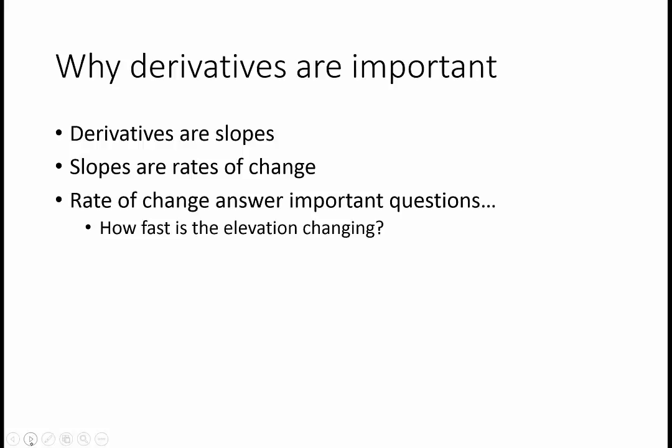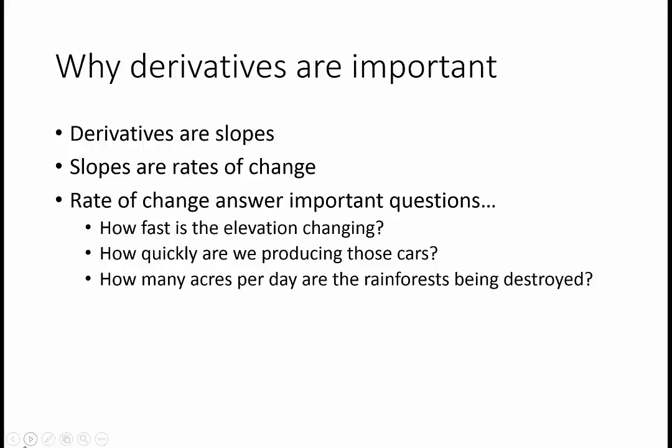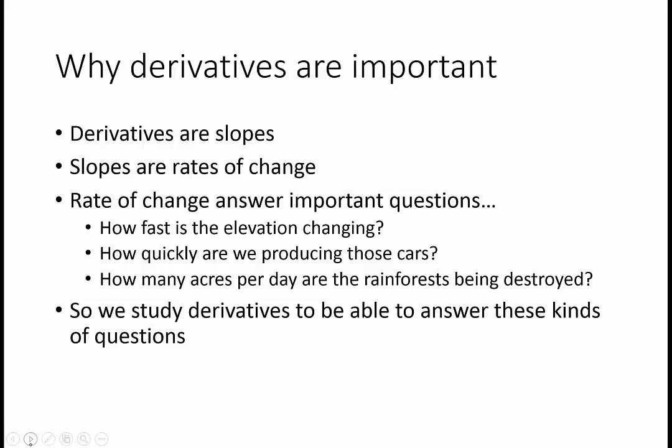how fast is this elevation changing? This is really important for people who are building roads, people are building houses. How quickly are we producing those cars? Obviously, production has a lot of very interesting and important ideas. How many acres a day are the rainforests being destroyed? Well, there's an environmental thing. So anyway, when we have models of behavior, we can study the derivatives to talk about the rates of change that are inherent in those models.